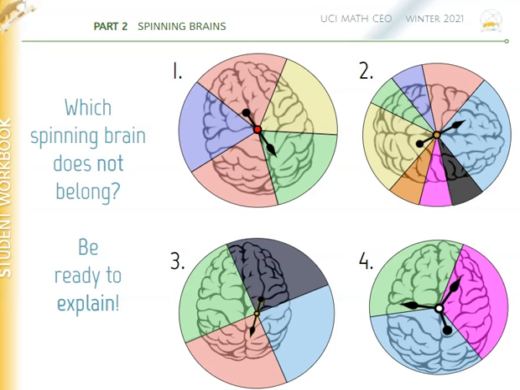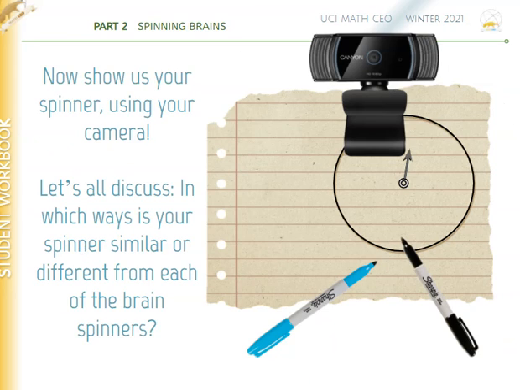Finally, after you're done with this, which does not belong, you will return. So you will say, now show us your spinner using your camera. So now all students show you the spinners. But that's not just that, but then you start connecting with the previous part. So maybe a student gave a spinner in which not all sectors were equal, so you could discuss about that, maybe calculate some probabilities or estimate, etc.